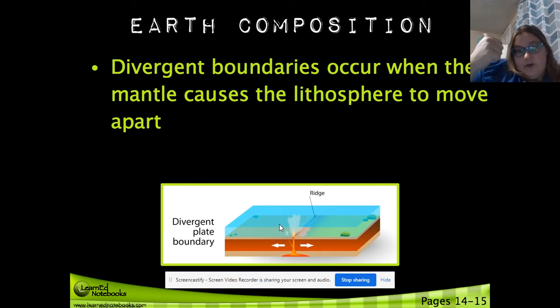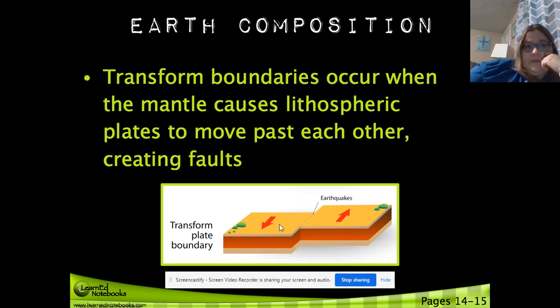Divergent. They diverge when the mantle causes the lithospheric plates to move apart, and they create ridges or trenches. Transform is when the plates move past each other. They create faults and earthquakes. Again, I just put a little picture and reminded what do they make.